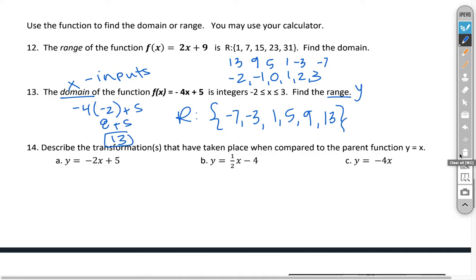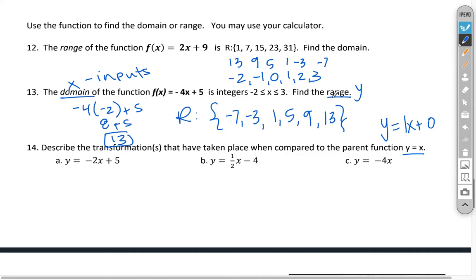All right, 14, my personal favorite. Describe the transformations compared to the parent function y equals x. So we hopefully know that this is y equals 1x plus 0. None of that is necessary. That's why it can be shortened like that, but that's what we're comparing it to.